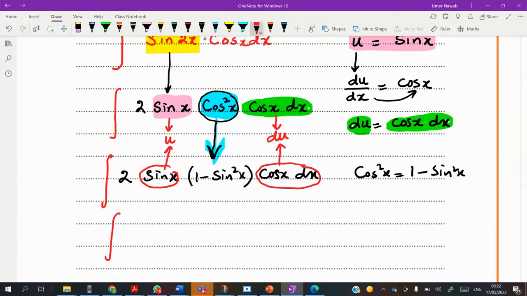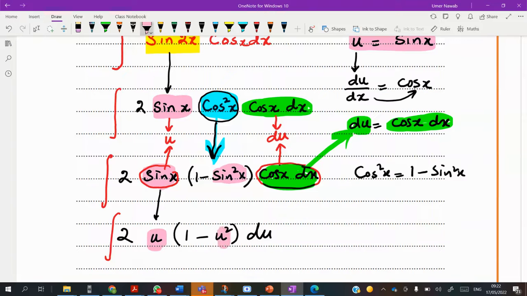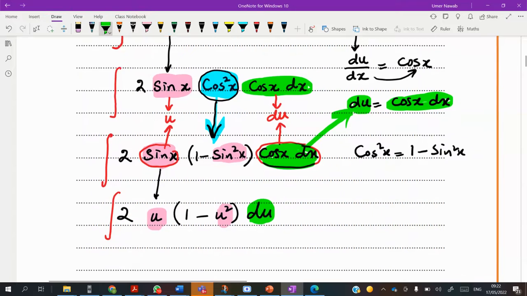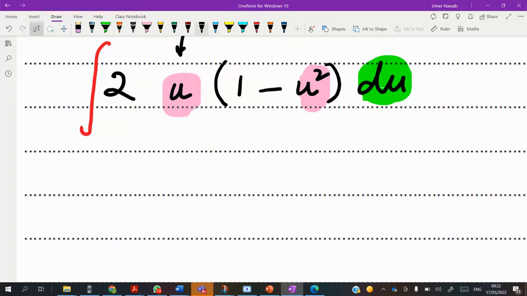I'm going to write here 2. In the place of sine x, I will write u. So this is sine square of x, I will write u squared, and cosine of x dx from the green, you can easily write it here as du. Clear? So sine x is u, sine square of x is u square, and cosine of x dx is du. Look, the question looks so easy. Open the brackets. So 2u minus 2u power 3.